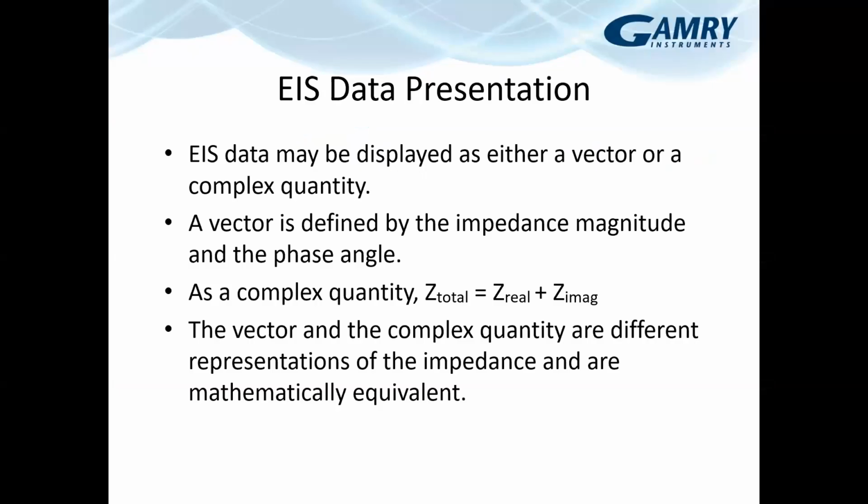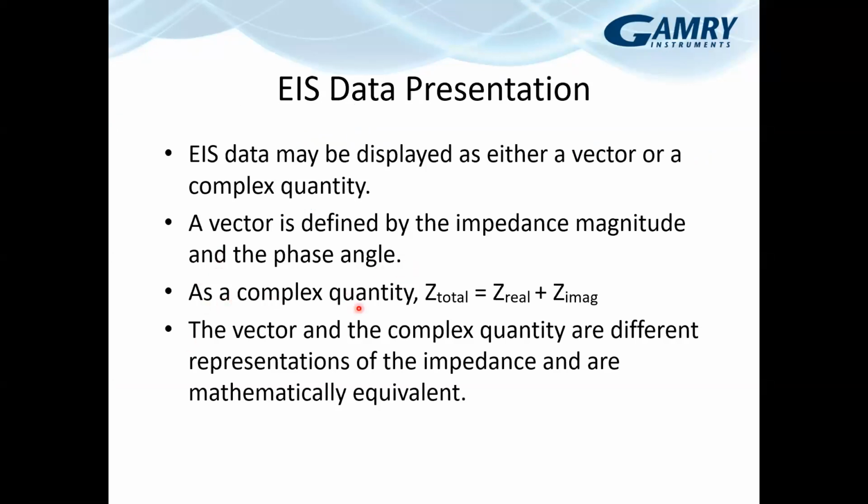So across a wide range of frequencies, that data needs to be plotted. Looking at a bunch of individual sine waves just doesn't work. So the way we look at a full EIS spectrum is for that data to be displayed as either a vector or a complex quantity. The vector quantity is defined by the impedance magnitude and the phase angle.